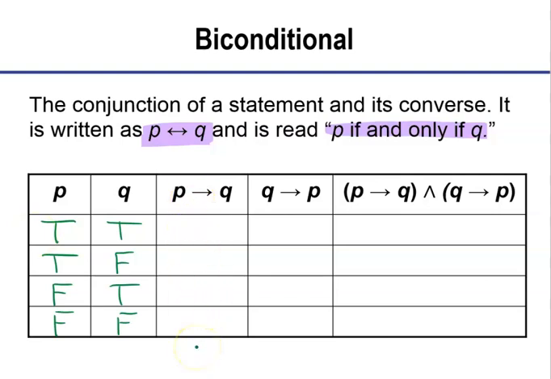Remember, P implies Q. The only time it's false is when you have a true then a false. So that second row is false. All the other ones are true. True implies true is true. False implies true is true. False implies false is true. If you start a conditional with a false, it's true, no matter what.